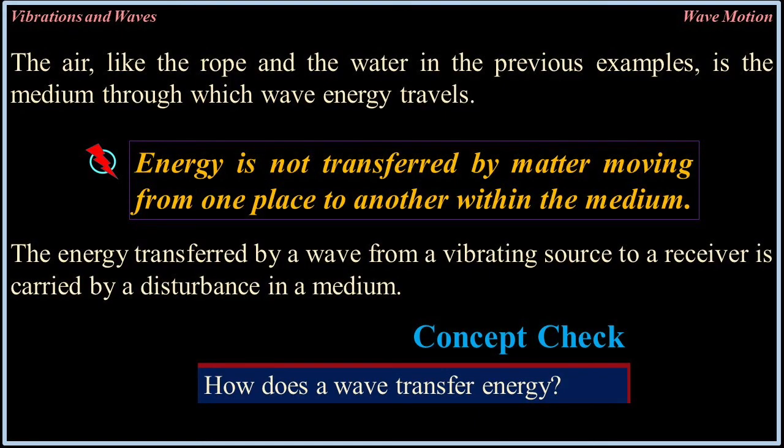The air, like the rope and the water in the previous examples, is the medium through which the wave energy travels. Energy is not transferred by matter moving from one place to another within the medium. The energy transferred by a wave from a vibrating source to a receiver is carried by a disturbance in a medium. Concept check. How does a wave transfer energy?